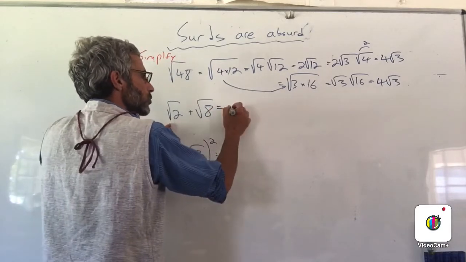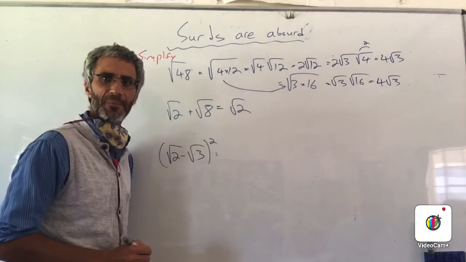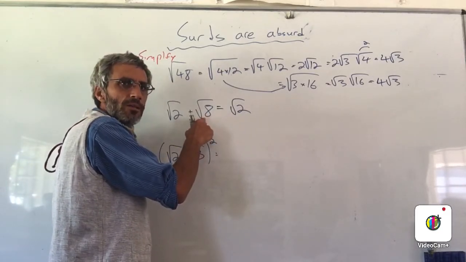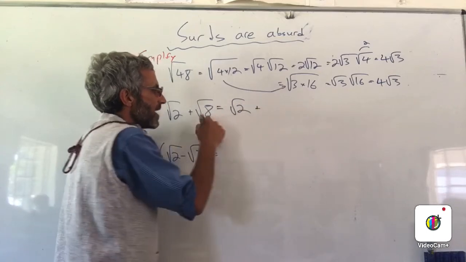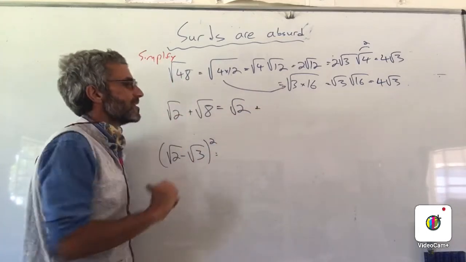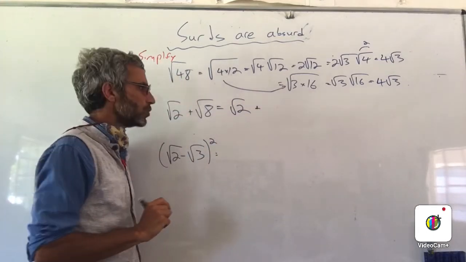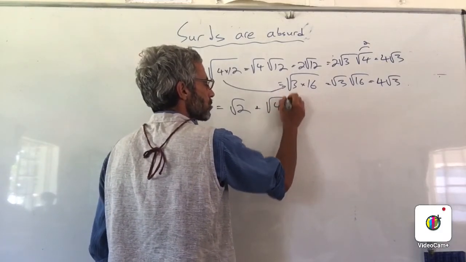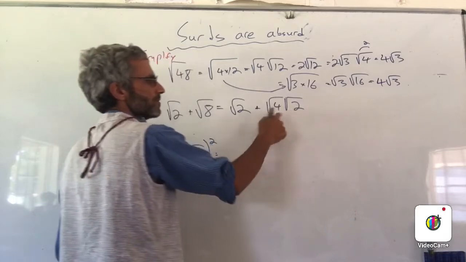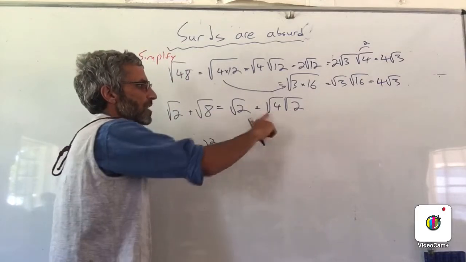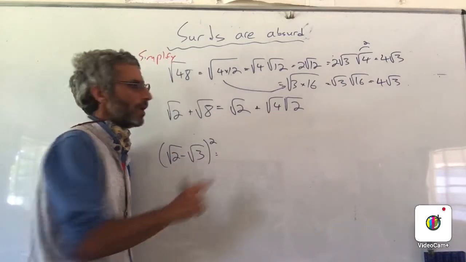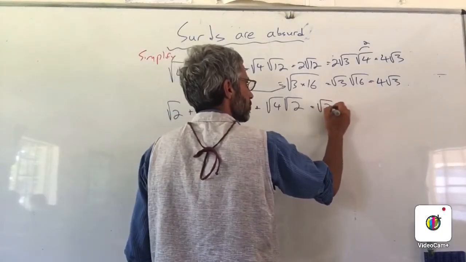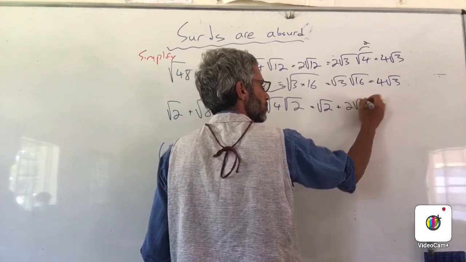Well, the square root 2, there's nothing we can do about that. But we can factorize 8. How are we going to factorize 8? Just like we did here: 4 and 2. So we can say the square root of 4 times the square root of 2. Can you see that the square root of 8 is the square root of 4 times the square root of 2? Now the square root of 4 is 2, so what I've got here is square root of 2 plus 2 square root of 2.